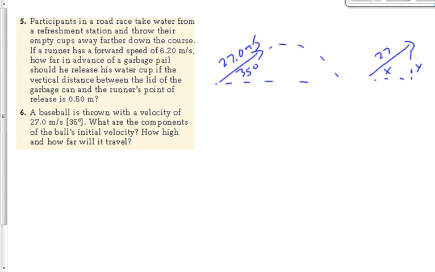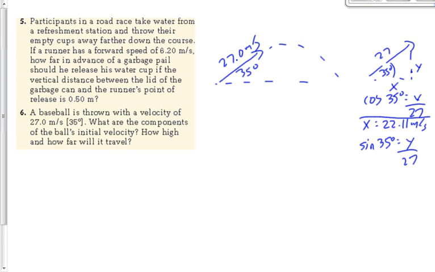This is x, this is y. Cosine 35 degrees. And we're going to say sine 35 degrees is equal to y over 27. What's 27 cos 35? There's the horizontal component, and the vertical component is 27 sine 35. Zach, you got that one? .48 meters per second. Good, thank you. Done. First part of it's done.